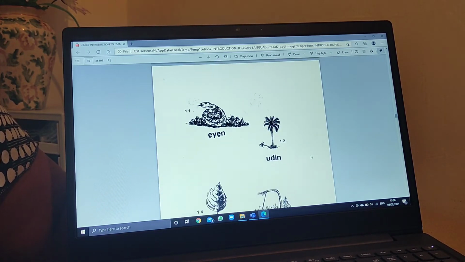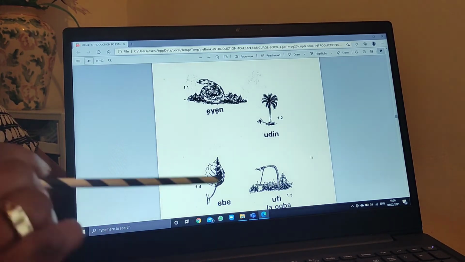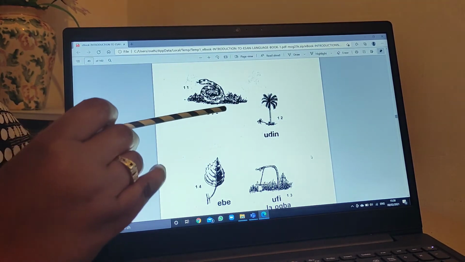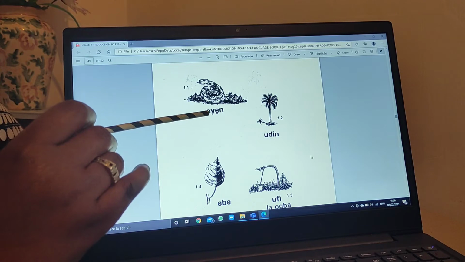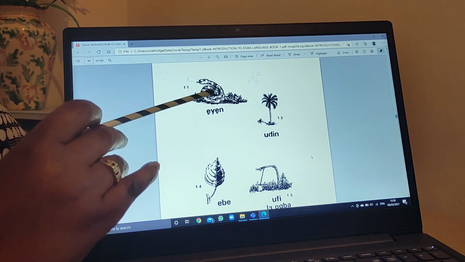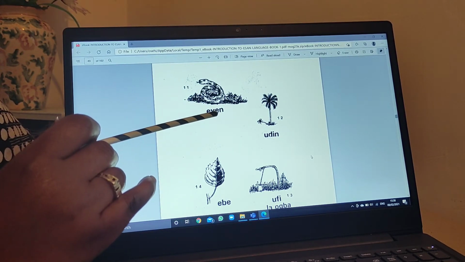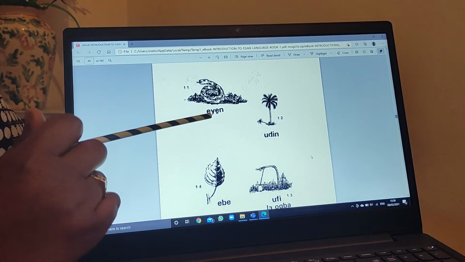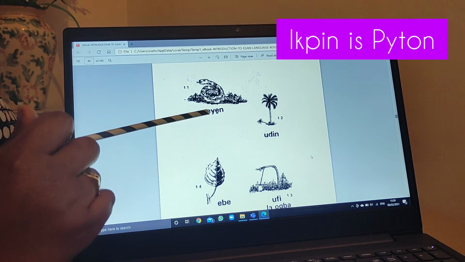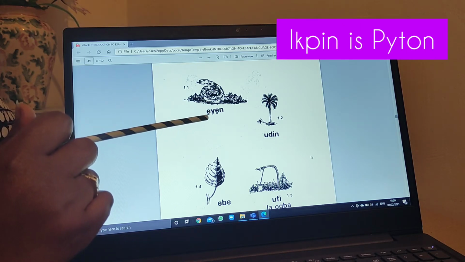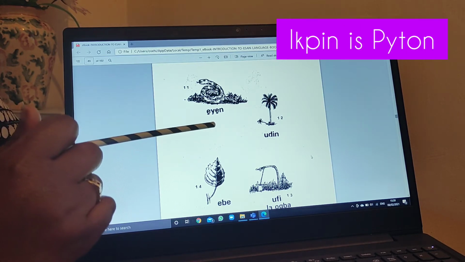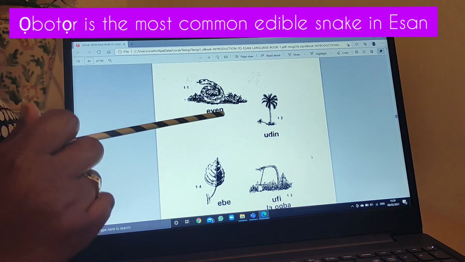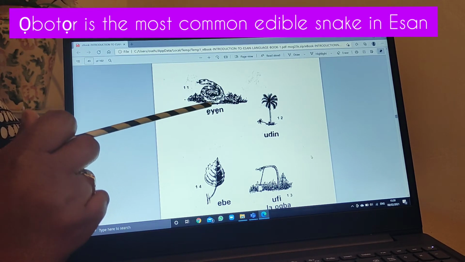Then we move to the next page. We have enye, which is snake. So we have different species of enye in Nigeria or in Esan land. There is the edible snake, which are mostly the ikmi, which is python, and oboto. Oboto is a species of snake that is eaten, that's more common than ikmi.